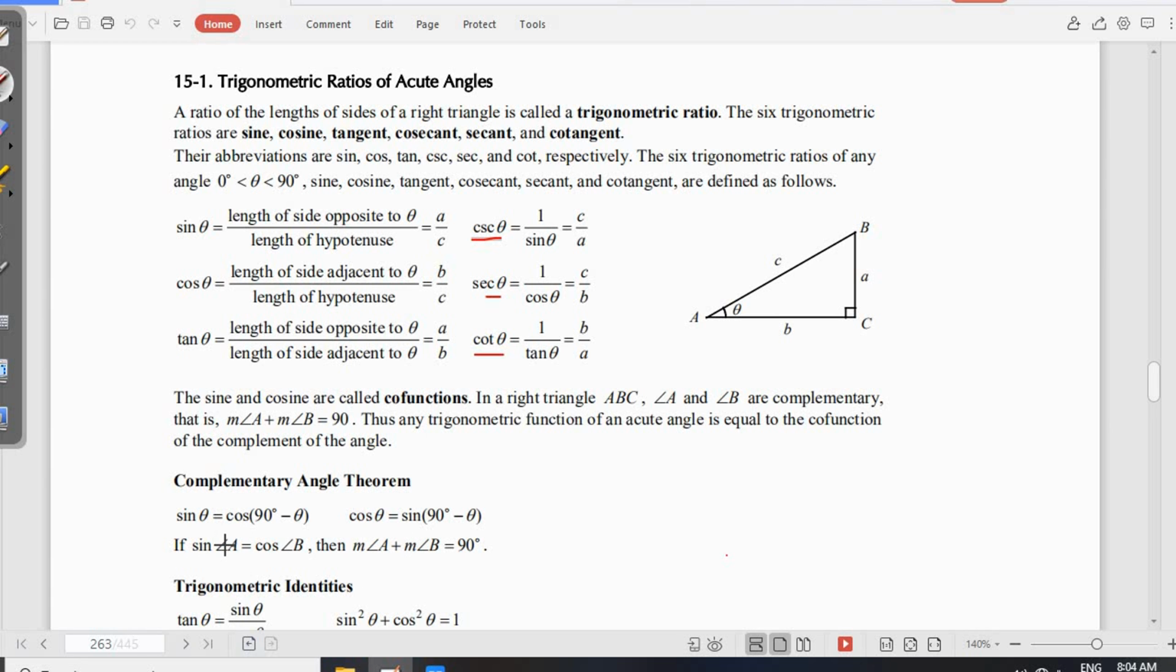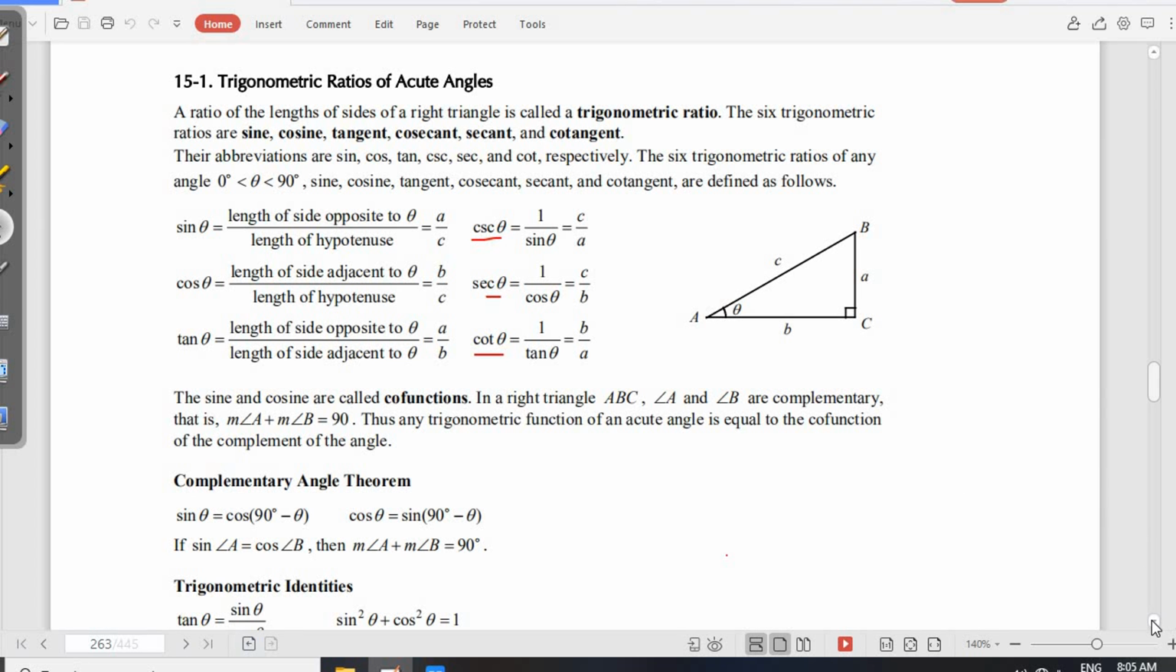Now if sine of A equals cos of B, then A plus B equals 90 degrees. We'll see that while we're solving more questions.